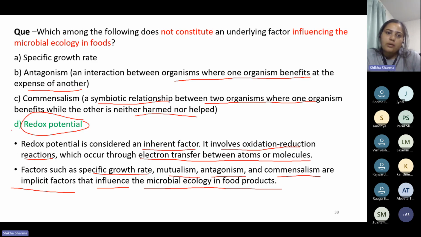Since it is an inherent factor and it is related to the exchange of electrons, it is not influencing the microbial ecology. But the others are affecting the microbial ecology or the microorganisms which are present in the food. Is it okay?